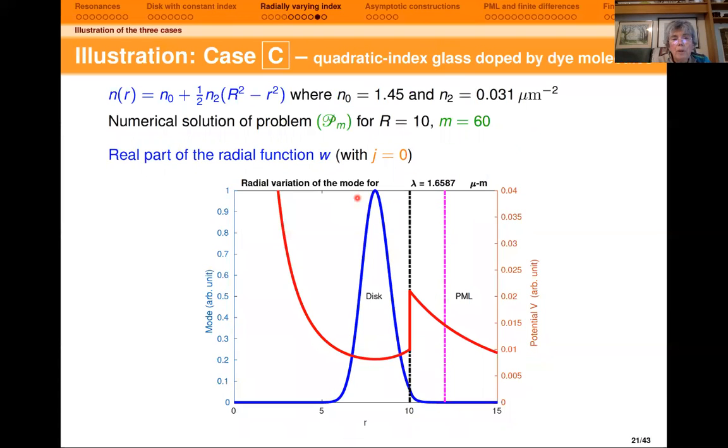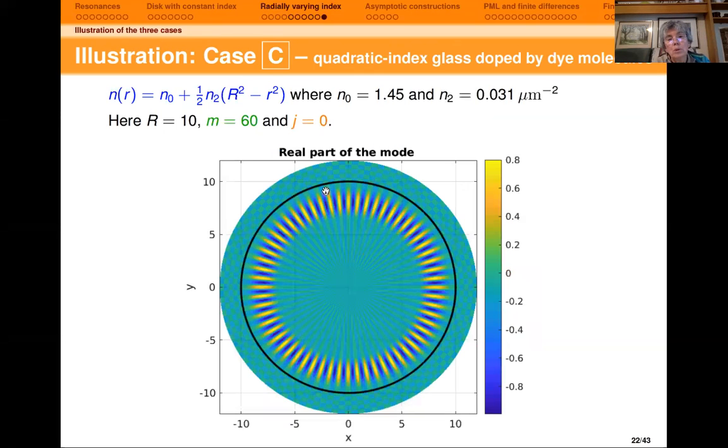And for the third case, now we are completely inside. You see now that the minimum is not at the boundary, but there. And now you have the 2D representation where you are much more inside.